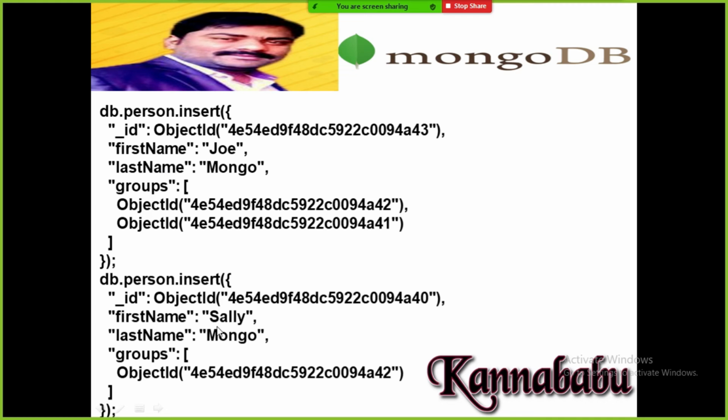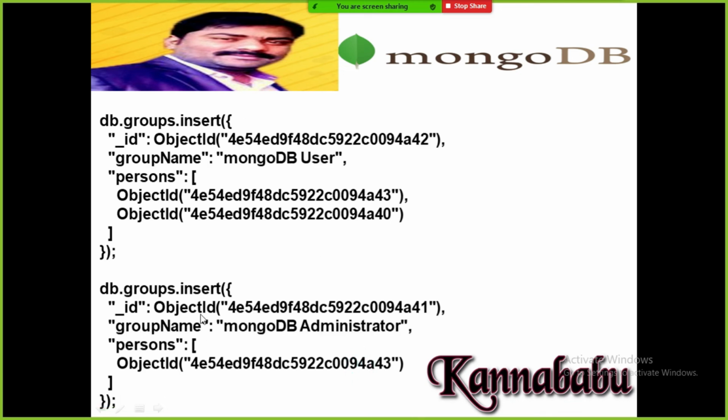And here is one more person, Sally. Sally belongs to only one group, group 42. How do we establish the relation? By assigning the group ID under the person. So these are two documents. This is one person document. This is another person document. There are two persons: one is Joe, the other one is Sally. Again, Joe was registered in two groups. Sally was registered in one group.